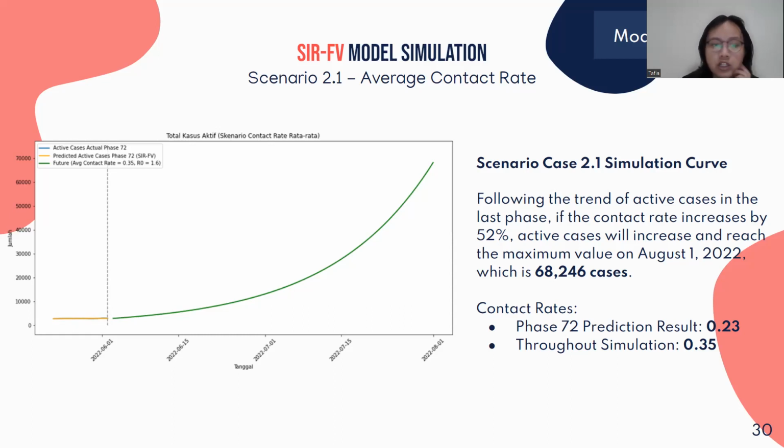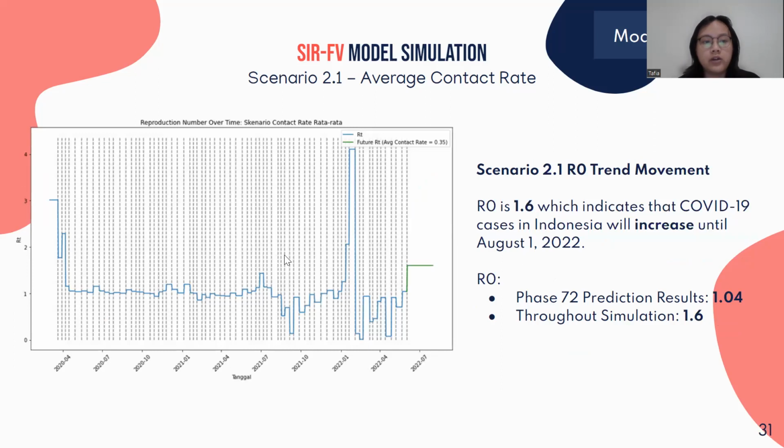The first contact rate manipulation uses the average contact rate of 72 phases, obtained by an increase in the contact rate of 52%. The trend of active cases in Indonesia will tend to increase until August 1st, 2022. In this case, R0 is worth more than 1, which means there is an increase in cases. Following the trend of active cases in the last phase, if the contact rate is 152% initially, active cases will increase and reach the maximum value on August 1st, 2022, which is 68,246 cases. In this scenario, R0 is 1.6, which indicates that COVID-19 cases in Indonesia will increase until August 1st, 2022.